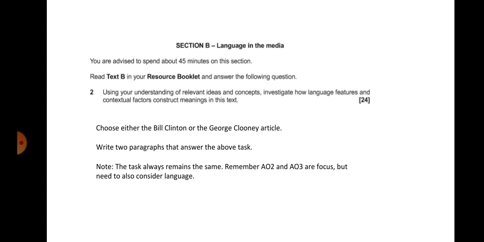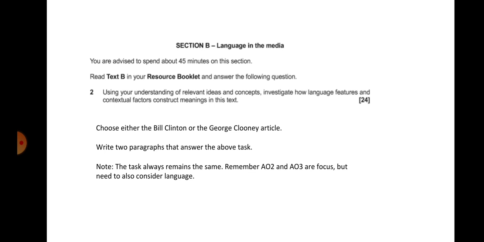Okay, and just to finish off, it just says here. I think I might have shown this to you before, but if I haven't, it's worth looking at. This is the task that you'll be asked to do in paper 2 in year 13, and it's the task you'll be asked to do in progression exams. Basically, it stays the same. It's always the same question. It's just that the resource itself changes.